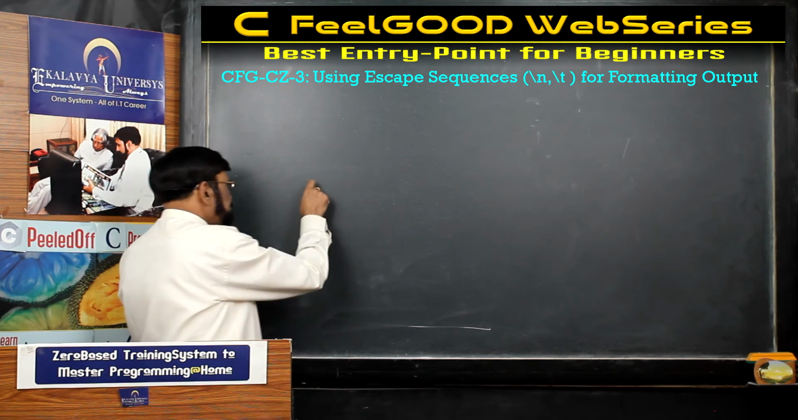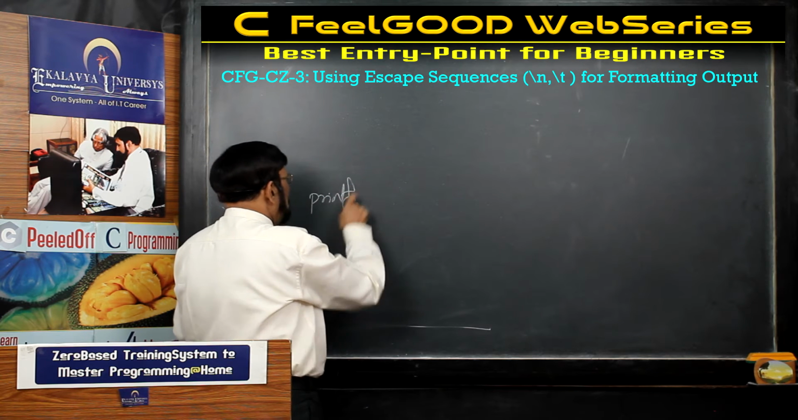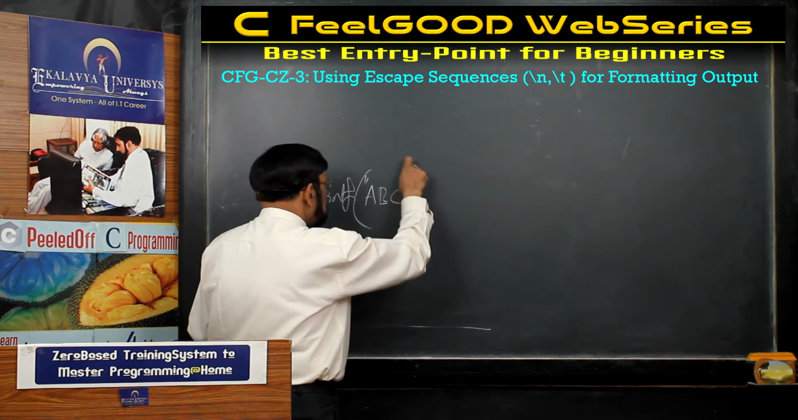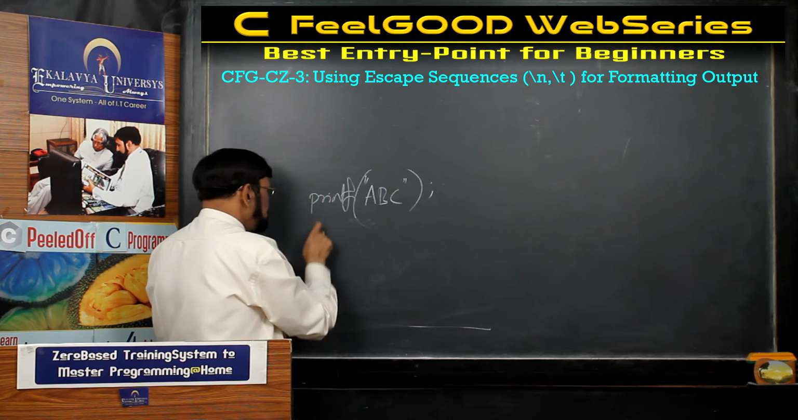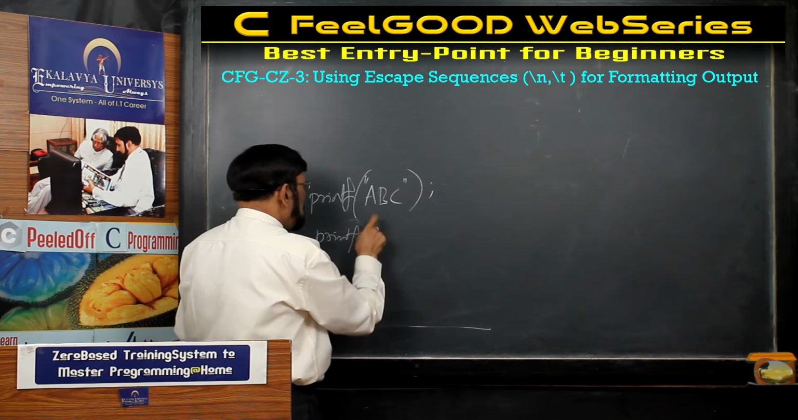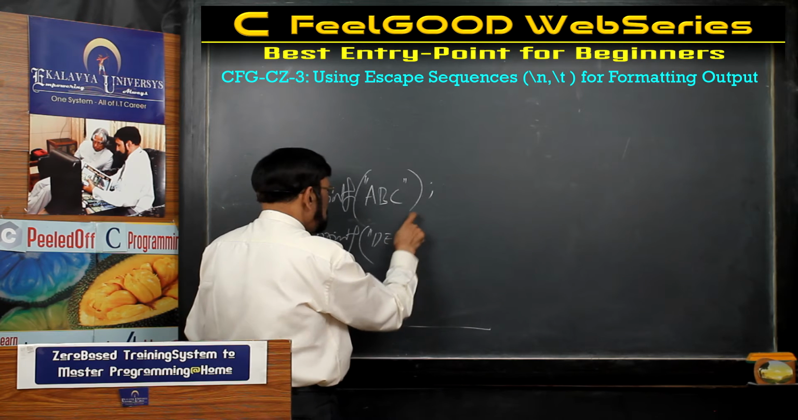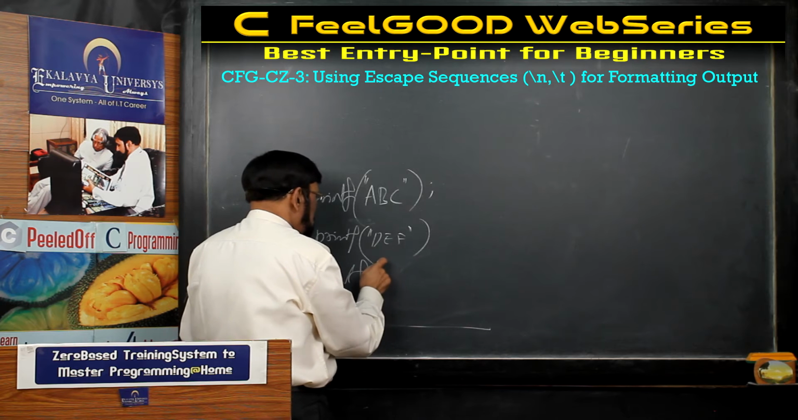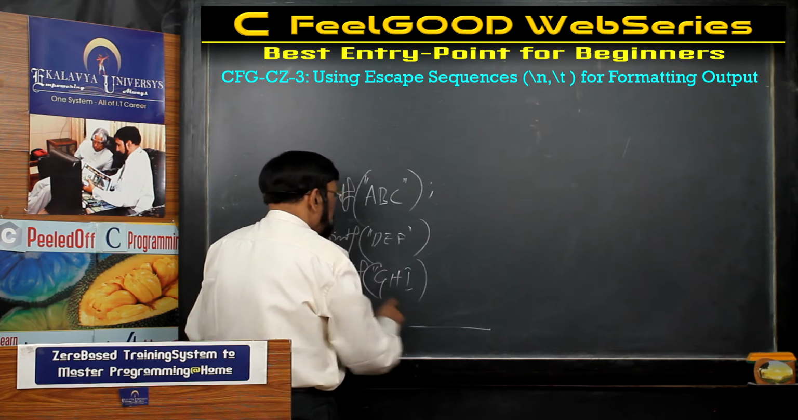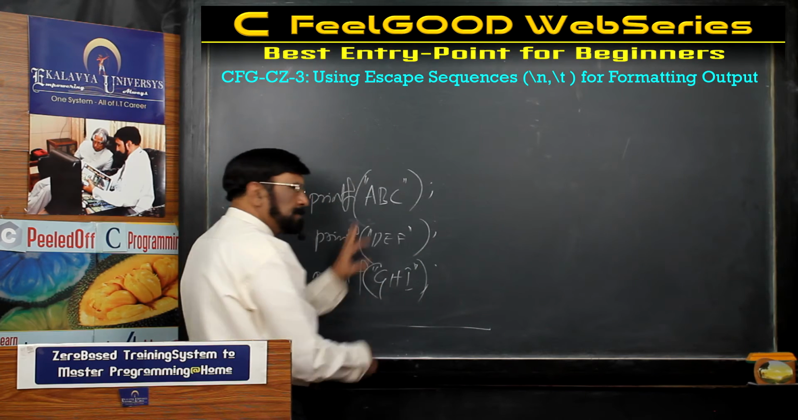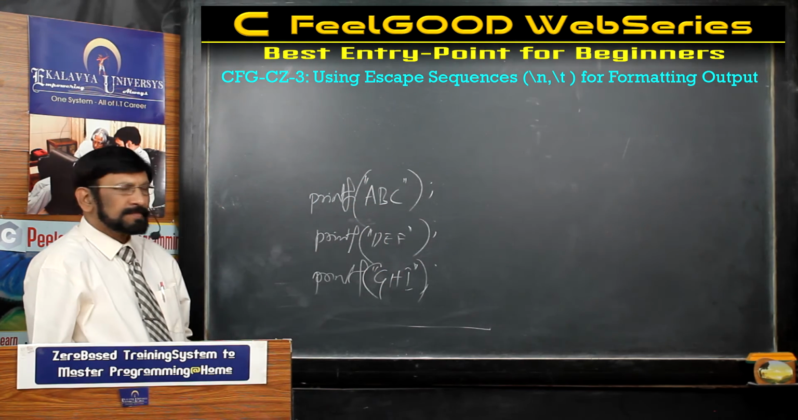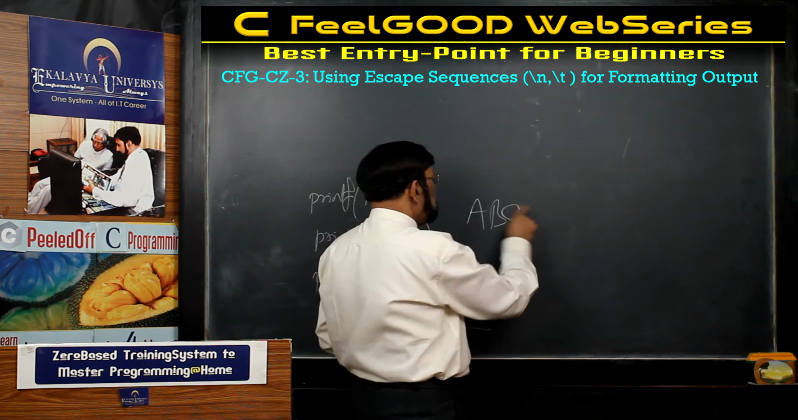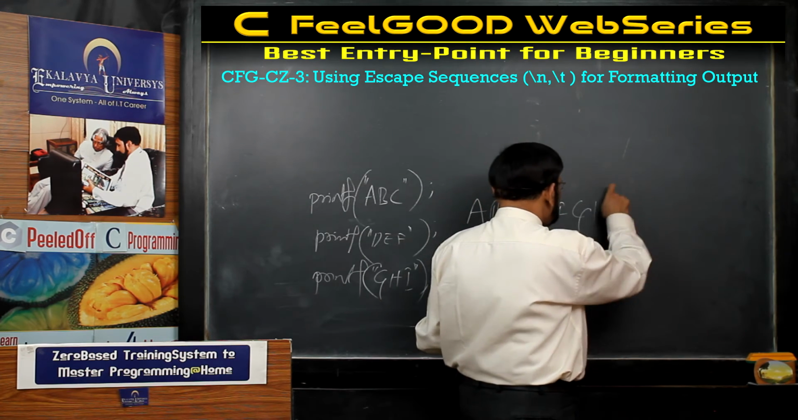Okay, now we see printf. The printf function is having a weakness. What is the weakness? Now A, B, C, D, E, F, G, H, I. These are strings. I have written 3 printf statements with 3 strings. When you execute this program, how is the output printed? A, B, C, D, E, F, G, H, I.